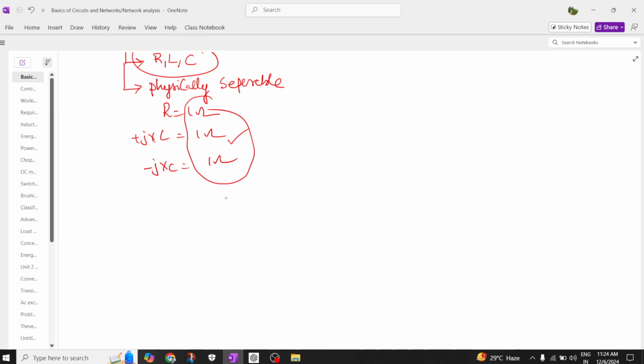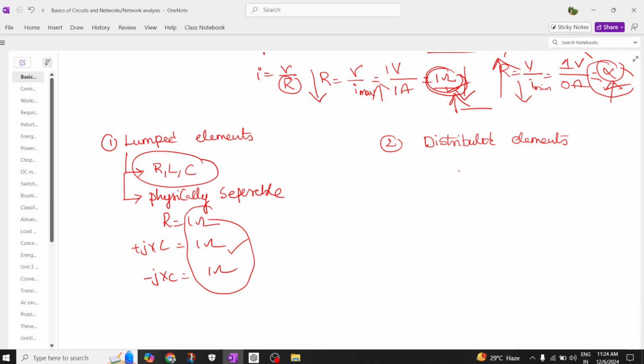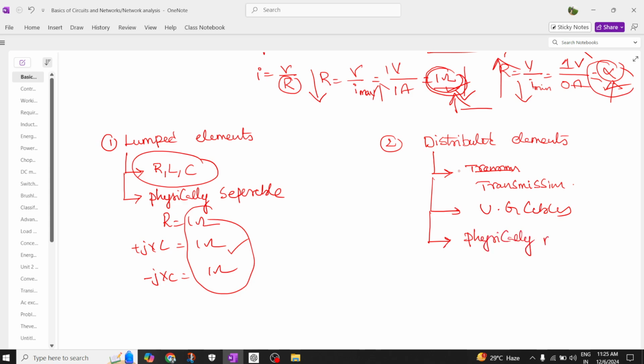But there are some elements in electrical engineering called distributed elements. Examples of distributed elements are electrical transmission line parameters and underground cable parameters. They are physically non-separable, so we cannot separate them. These distributed elements are physically not separable. Non-separable means we cannot separate them.